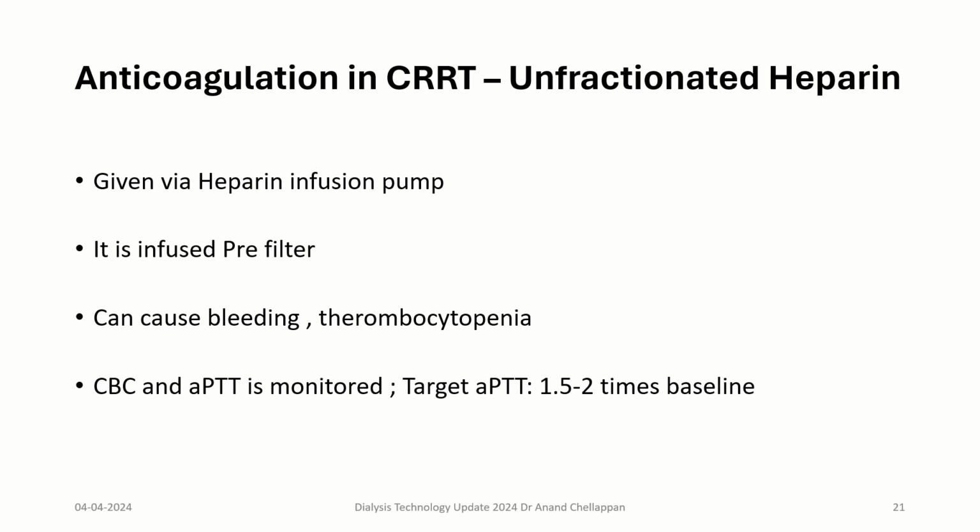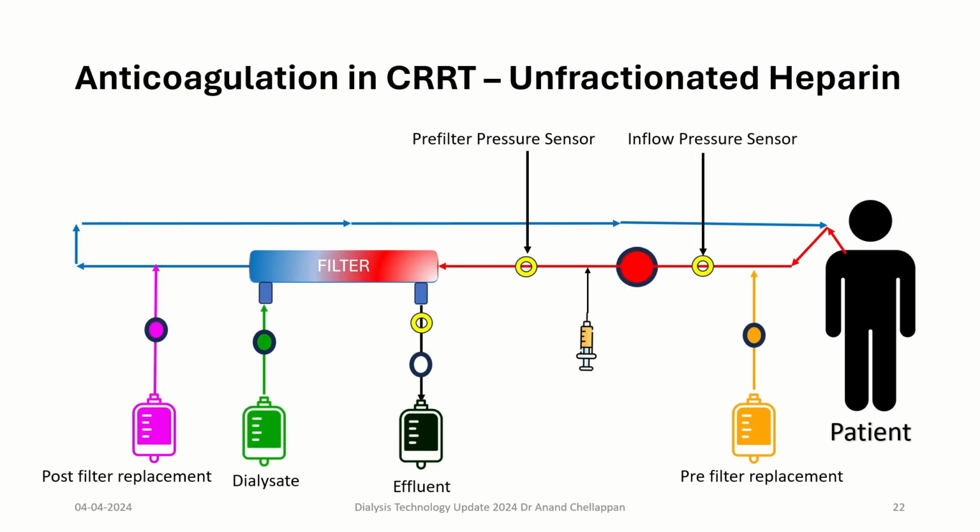heparin-induced thrombocytopenia. Hence, CBC, complete blood count, and APTT, activated partial thromboplastin time, should be monitored. The target APTT is 1.5 to 2 times the baseline. The frequency of monitoring shall be further discussed in the workstations. Same schematic diagram showing the heparin anticoagulation, which is pre-filter.